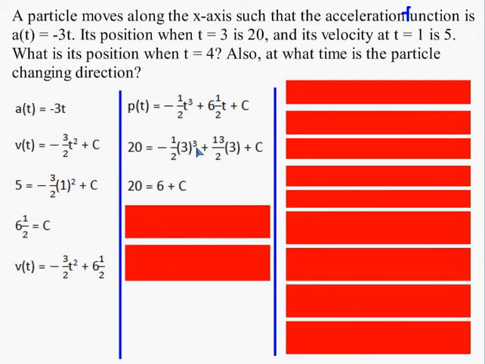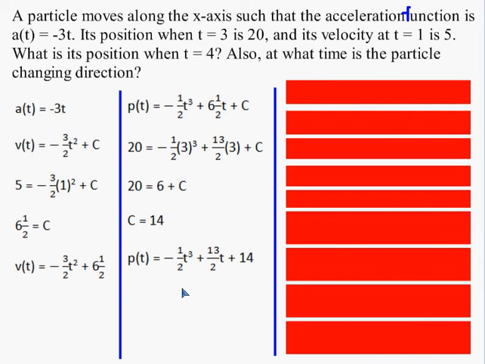3 cubed is 27. Half of that is -27 halves, plus 39 halves. 39 and -27 is 12, and it's halves, so that's a 6. Then we obviously see c is going to be equal to 14. And then plugging that back in gives us our position function.